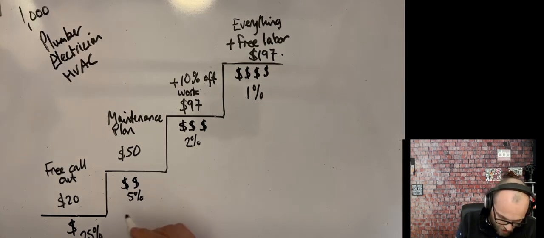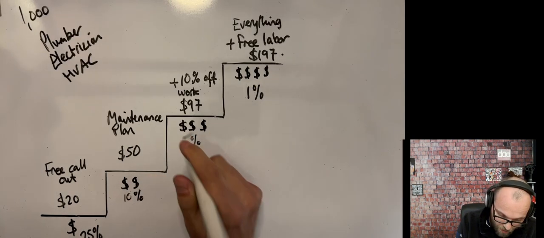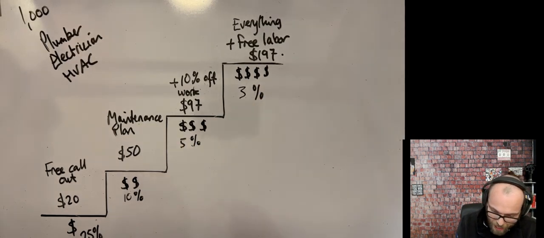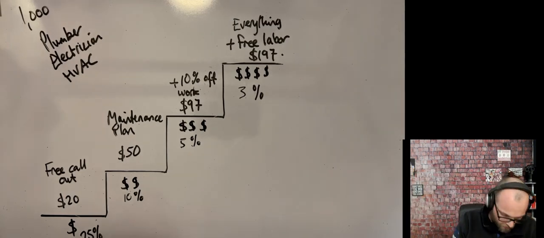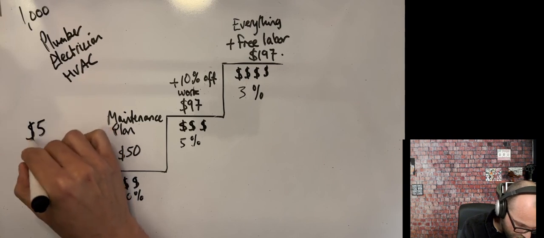What we'll do with this, so we said 25, let's say 10% of people want the maintenance plan, because that'd be sensible. Really good for landlords, that one. 5% go for that, and then let's say 3% want the full shebang. So let's see how this works out then in terms of costs. I won't bother doing all the math longhand, we'll just give you the answers.